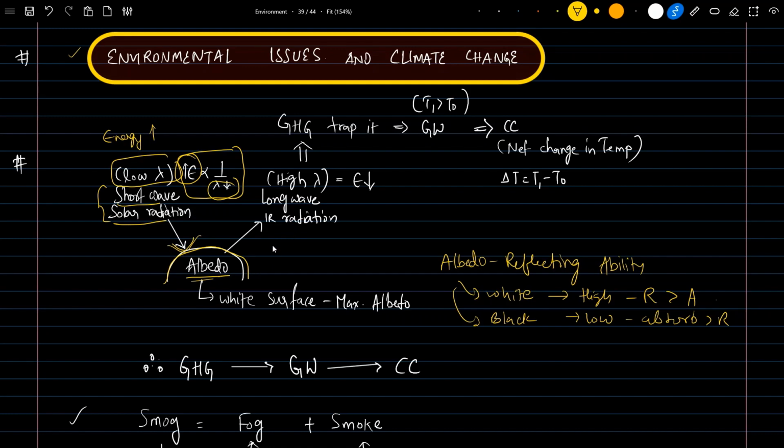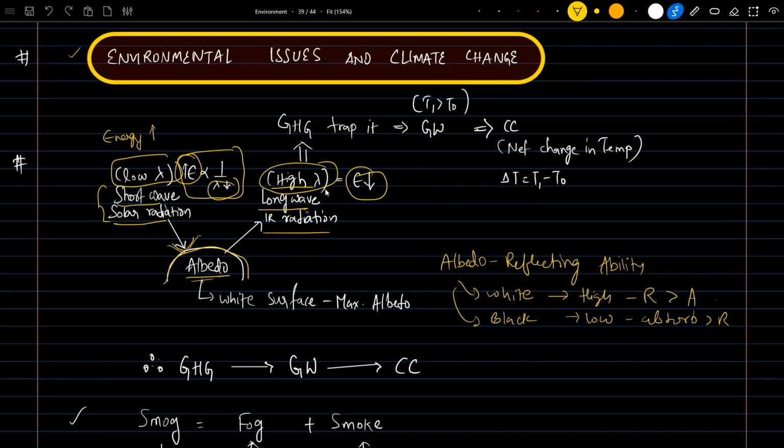The solar radiation which reaches the surface will be radiated back in the form of long wave radiation. Long wave radiation means it has low energy and high wavelength, high lambda. So long wave infrared radiation will be emitted from the Earth surface. This has been emitted by the Earth. This is fine. So now what happens?